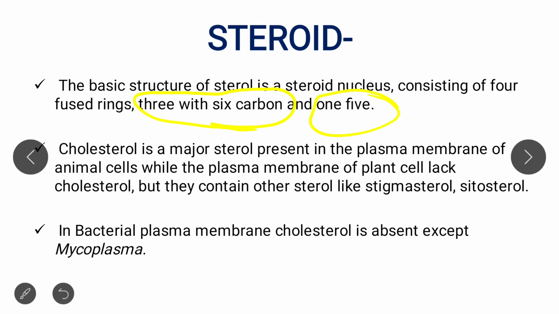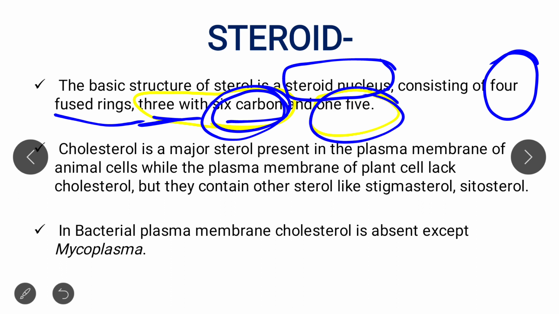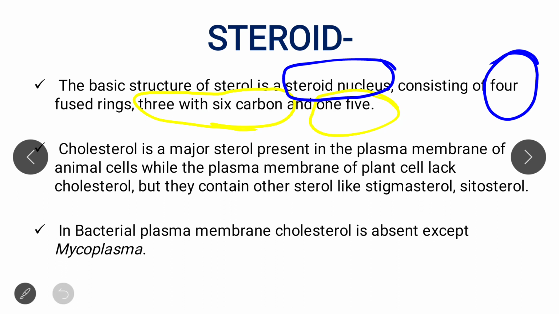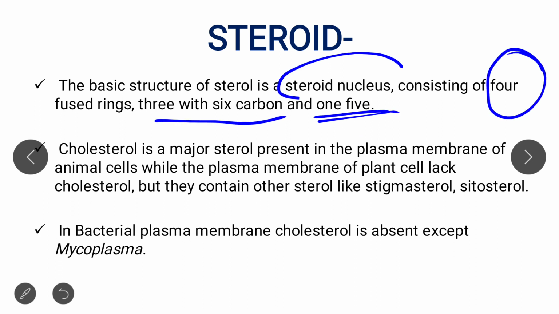So simply, what are steroids? Steroids are made up of a steroid nucleus, which consists of 4 fused rings, and out of the 4 fused rings, 3 have 6 carbons and 1 has 5 carbons. Clear? Now give an example of a steroid. The best example of a steroid is cholesterol.